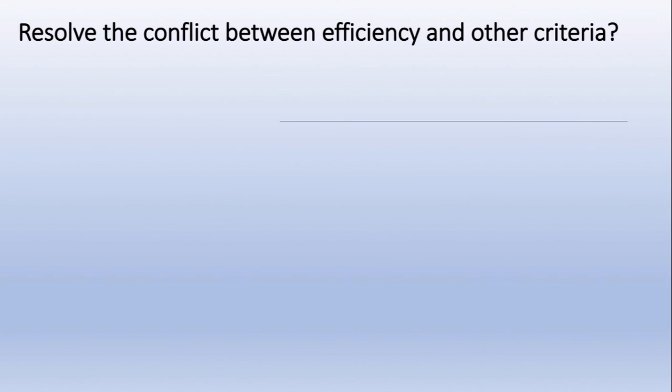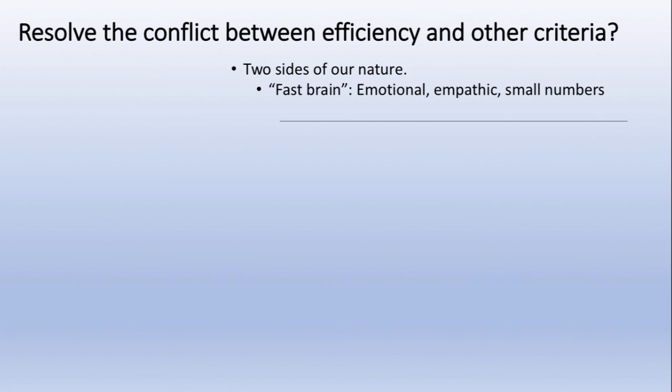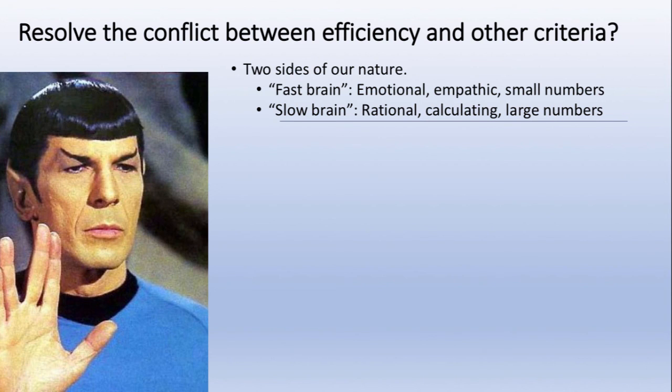I want to conclude with my attempt to resolve the apparent conflict between efficiency and other ethical criteria. And I'm going to use the work of Nobel Prize-winning economist Daniel Kahneman, who suggests that there are 2 sides of our nature. There's a fast brain, which is emotional, empathic, and deals with small numbers. The other side of our nature is characterized by the metaphor of a slow brain. It's rational, it's calculating, it's a bit impersonal. It deals in large numbers. And it is best exemplified by Dr. Spock.